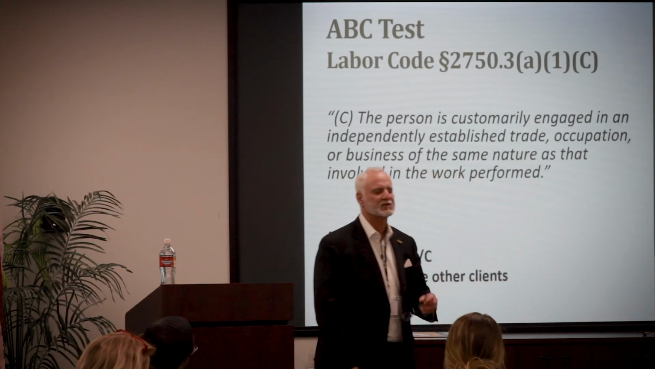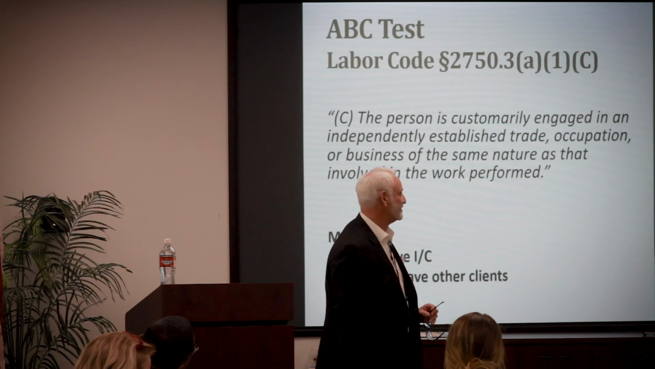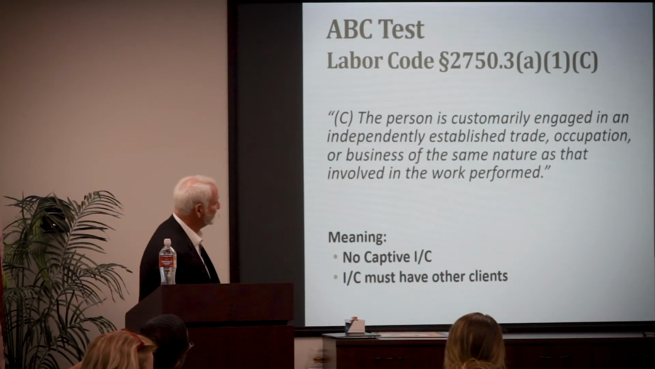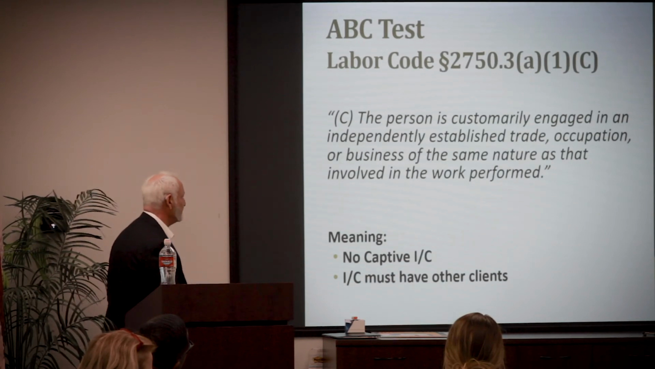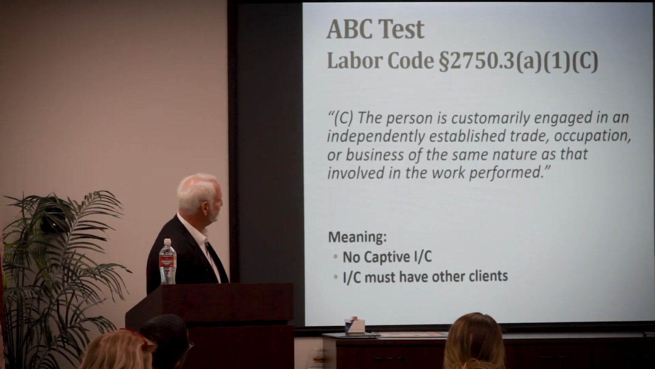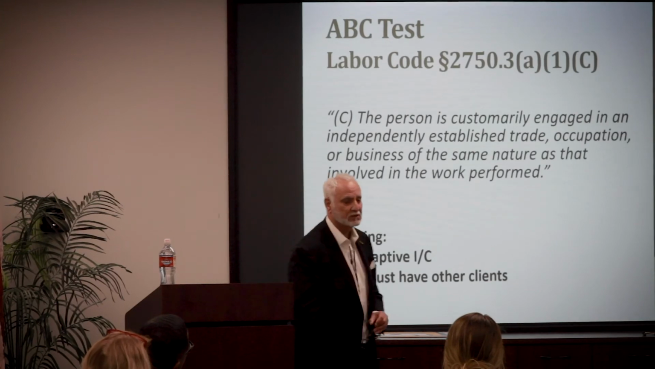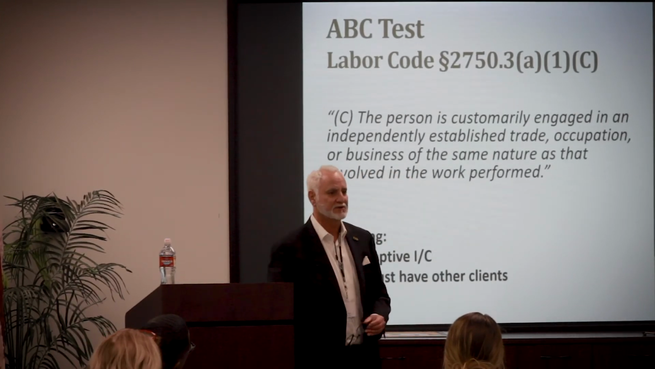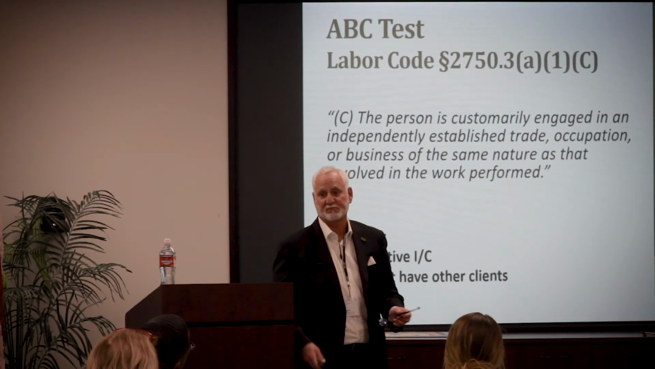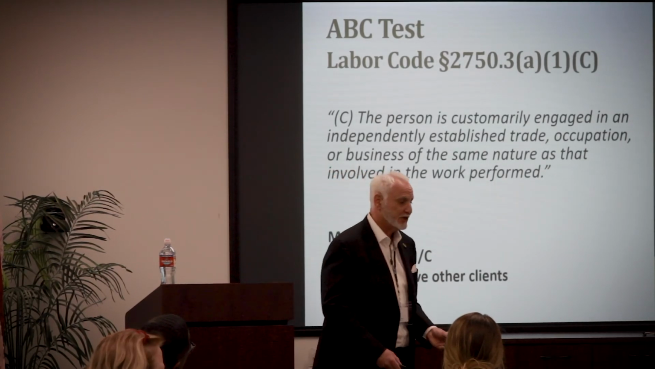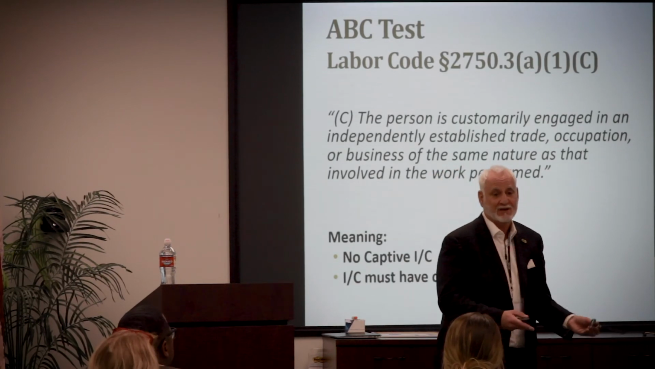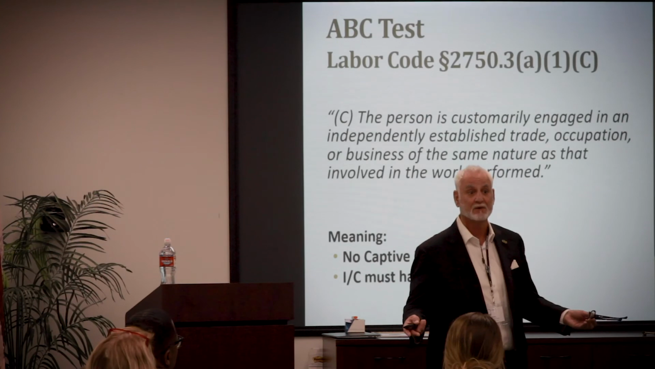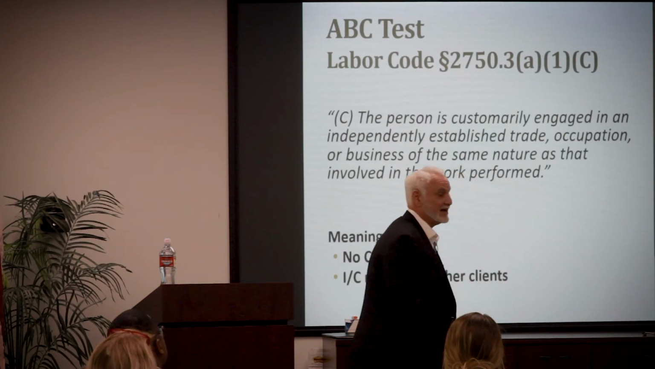This is another one that's probably easier to prove than not, and that is the person is customarily engaged in an independently established trade, occupation, or business of the same nature that is involved in the work performed. What does that mean? It means you're independent contractors in business doing that business for other people. If he or she is a bookkeeper, an outside bookkeeper, they provide their bookkeeping services for many different companies. If it satisfies that, great.